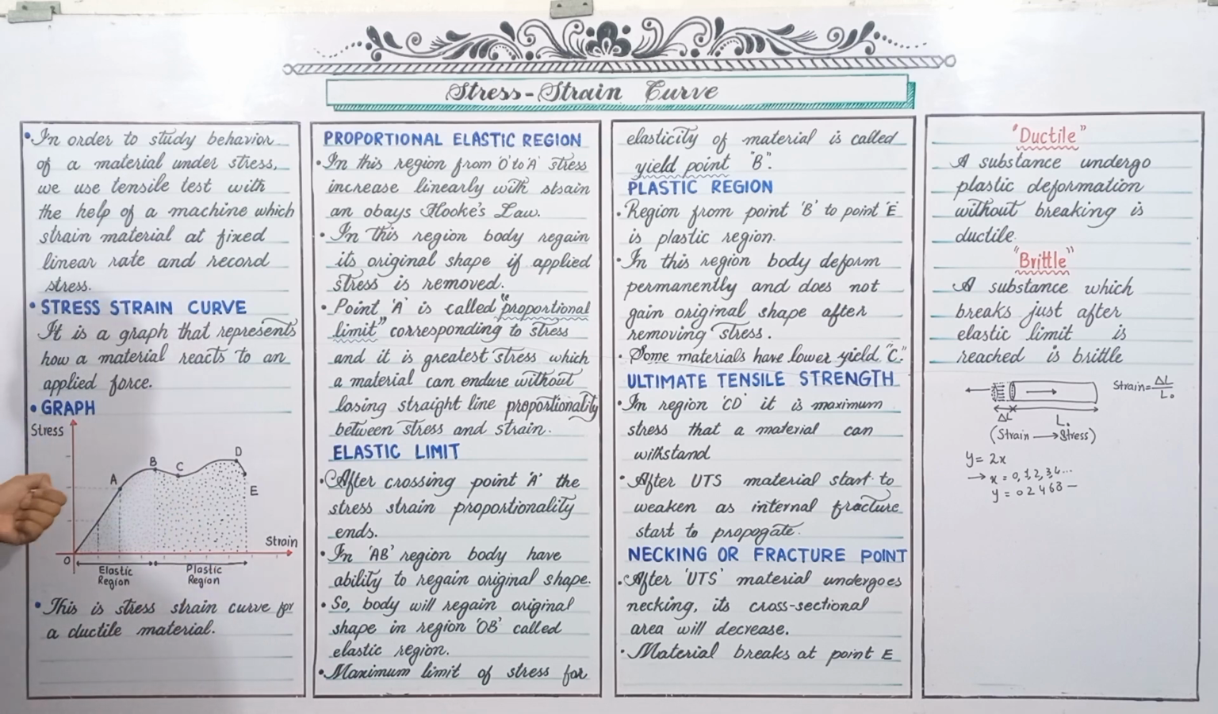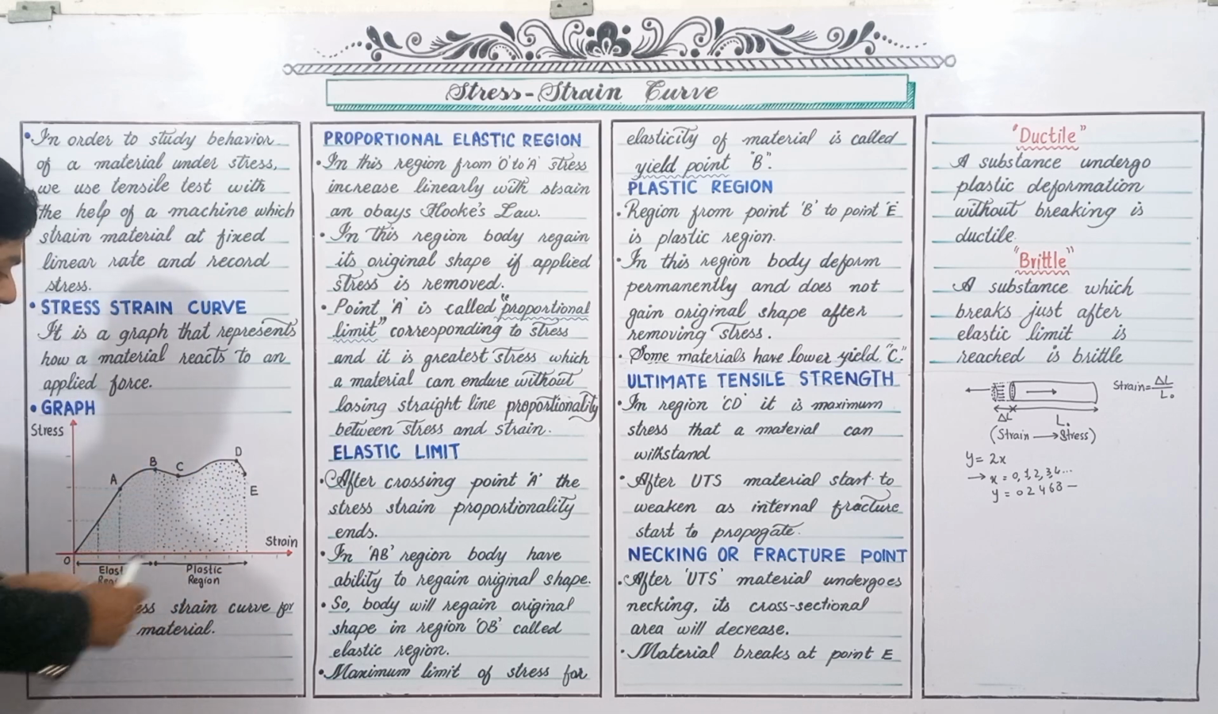Now we are going to study this graph, how you will read this graph. My dear students, there are two regions and some points on this graph. So we have to remember these points and understand the regions. There are two major regions in this graph. As you can see, the first region is the elastic region, and the second region is the plastic region.